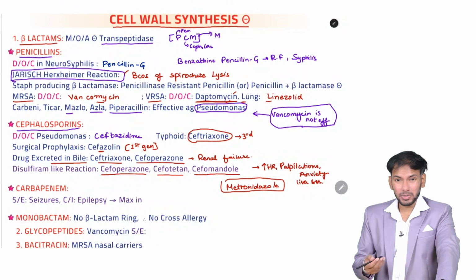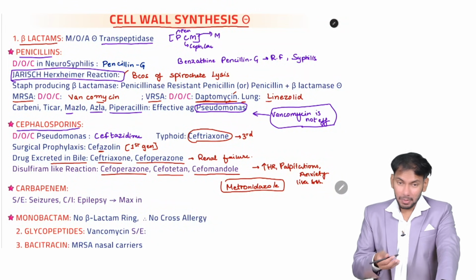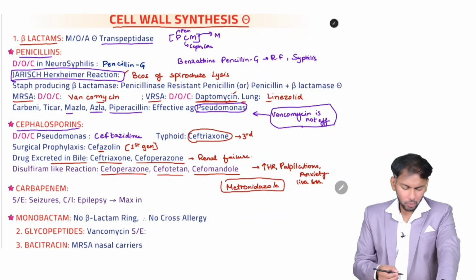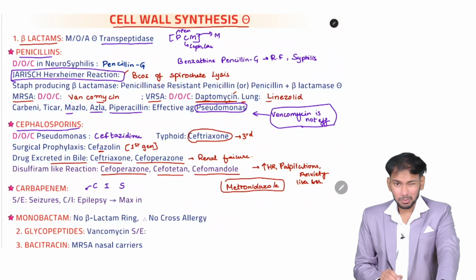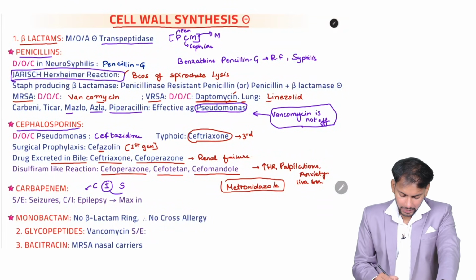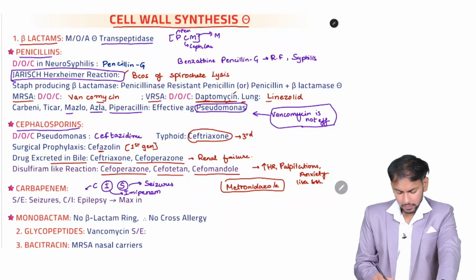Now, coming to the next class, that is carbapenems. In carbapenems, I just want you to remember one word, that is CIS. C for carbapenems, this much you already know. I for imipenem. Now, what are the side effects of imipenem? S for seizures. It will cause seizures.